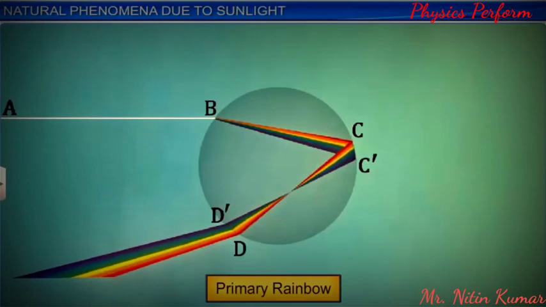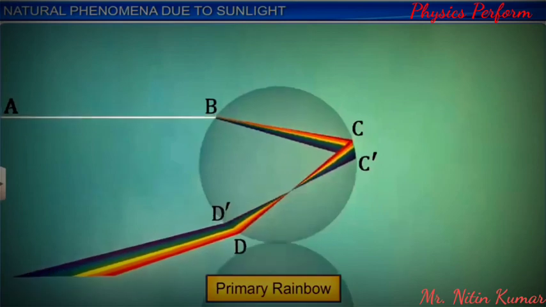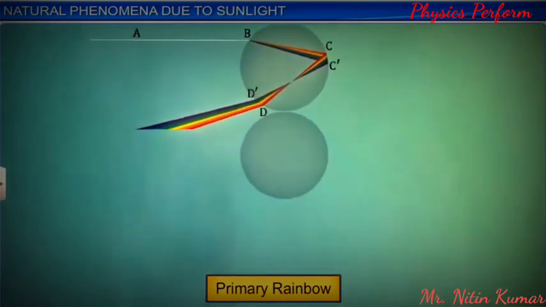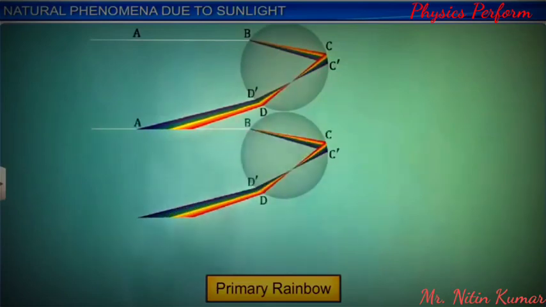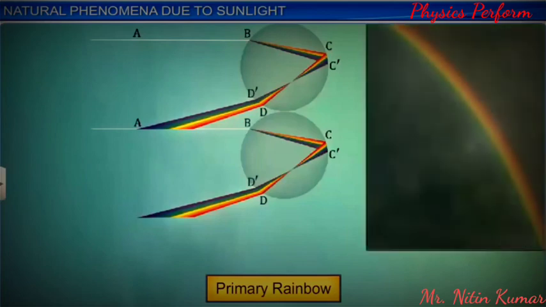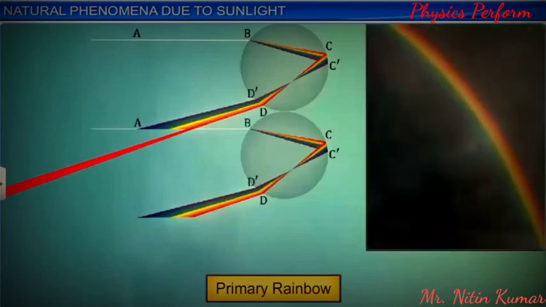Now consider another water drop just below the one considered earlier. The sunlight that enters this drop also propagates in an identical way. An observer viewing a primary rainbow receives red light from the drop at the top and violet light from the drop at the bottom and other colors from other drops located between them. This is the reason why the primary rainbow is always formed with red color at its top and violet color at its bottom.